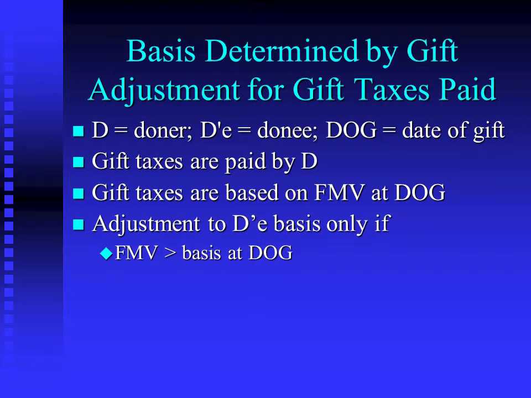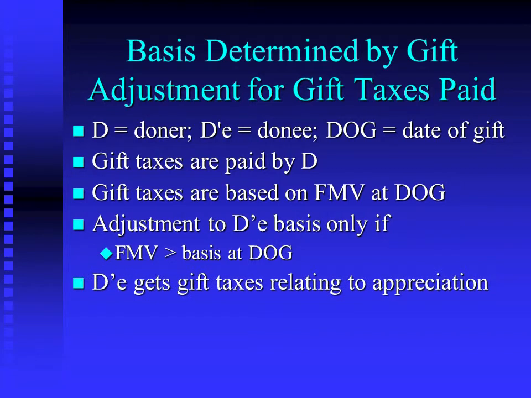All right. The reason for that is, you can see that the donee is getting gift taxes relating to the appreciation. So there's some logic here, right? The donee is going to get regular income taxes on the appreciation, the difference between grandma's basis and fair market value when he sells it. So what we're allowing him to do is increase his basis by the gift taxes that relate to the amount that he will pay income taxes on. So we have a little formula here.